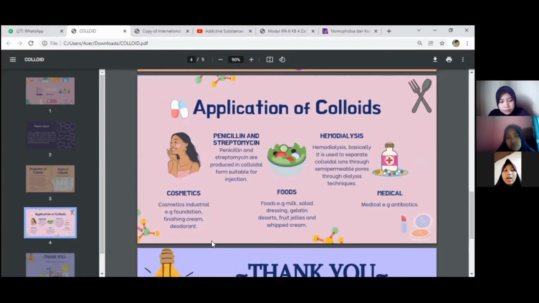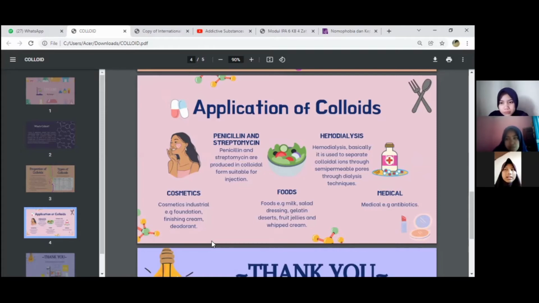Next is foods like milk, salad dressing, gelatin desserts, fruits, jellies, and whipped cream. And third is medical, for example antibiotics. Penicillin and streptomycin are produced in colloidal form suitable for injection. And last but not least is hemodialysis. Hemodialysis is used to separate colloidal ions through semi-permeable pores using the dialysis technique. So colloids are very important in our lives.